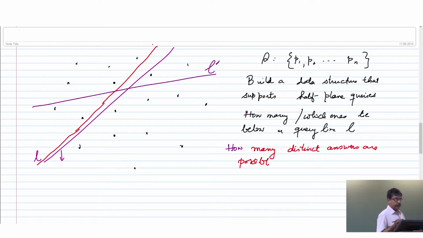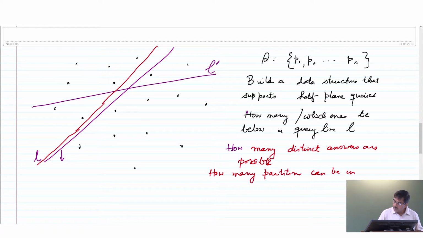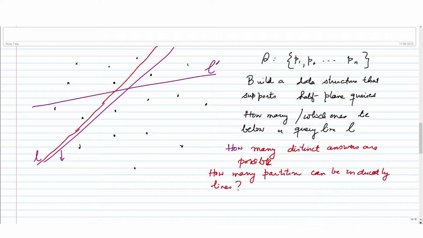How many partitions can be induced by lines. And the naive answer would be that there are n points, how many possible subsets are there? 2 to the power n, right. So, either the point is in the subset or not in the subset. So, that is a large number, huge number, exponential, right, 2 to the power n.